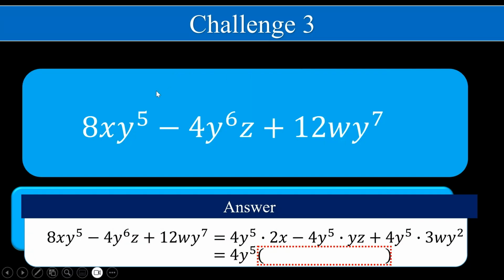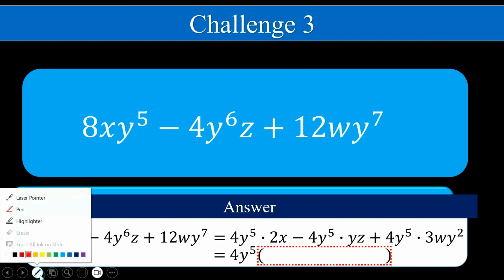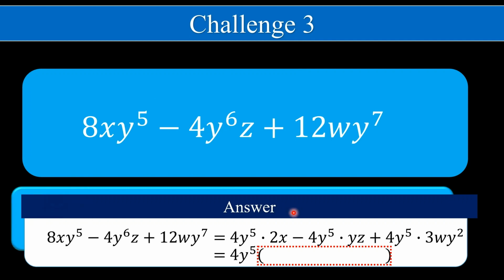Okay, welcome to challenge number 3. And in challenge number 3, the target now is the second factor. We already have the GCMF, the greatest common monomial factor, which is 4y to the 5th power. Now, as you can see, visually we can actually solve this one by collecting.